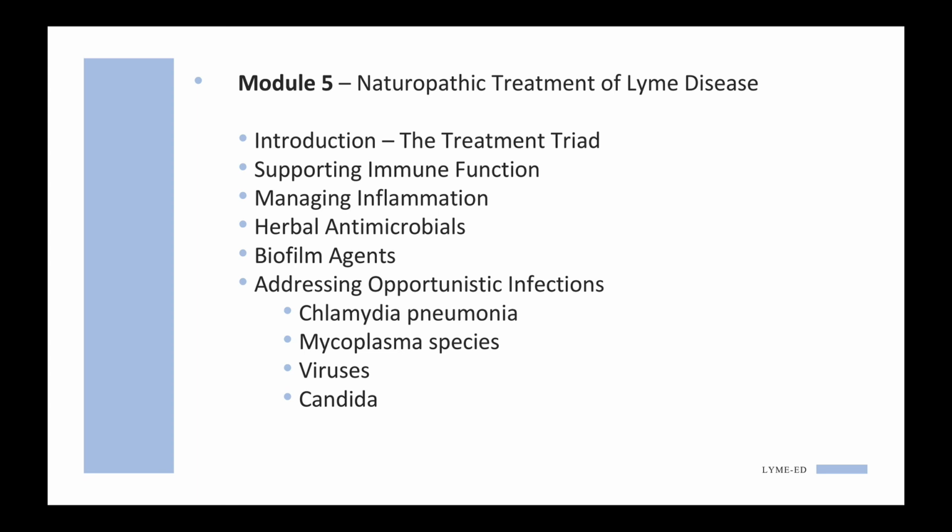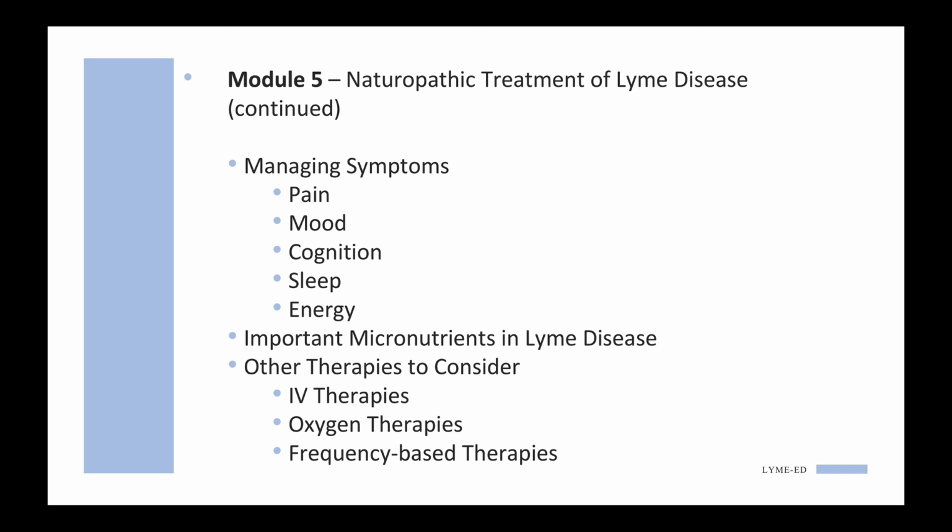Module 5 then goes into naturopathic treatment of Lyme disease, so the treatment triad that we looked at earlier. So we want to support immune function, manage inflammation. I review the herbal antimicrobials that I have seen the best results with. We look at different biofilm agents and looking at how to address opportunistic infections like chlamydia pneumonia, mycoplasma, viruses, and candida.